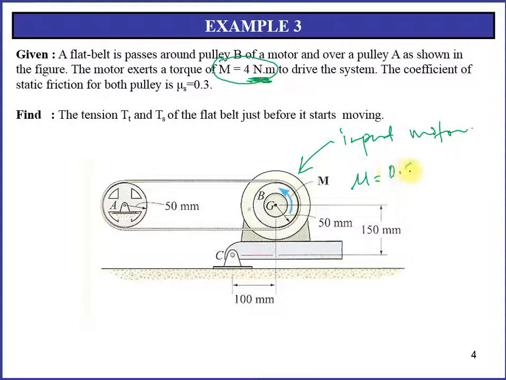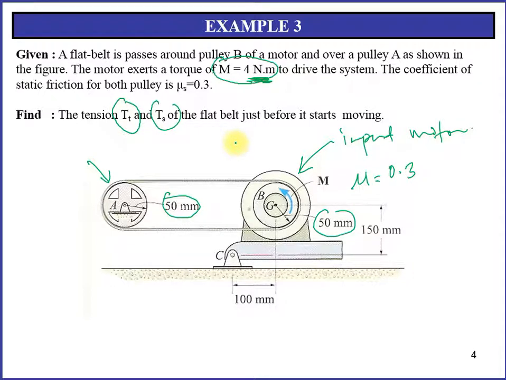pulley is 0.3. So what else? Dimension of the pulley is the same, 50 mm radius. The other side also 50 mm radius. So the question is asking you to find T and TS, the tension at the tension side, and the tension at the slack side.